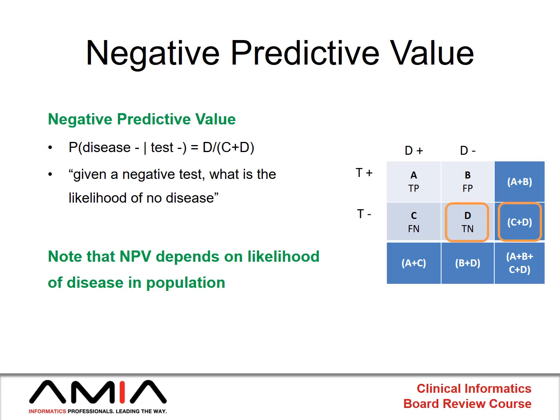Negative predictive value is the probability of no disease given a negative test. It's D over C plus D. And notice that the negative predictive value also depends on the likelihood of disease in the population, because I'm crossing columns to do this calculation.